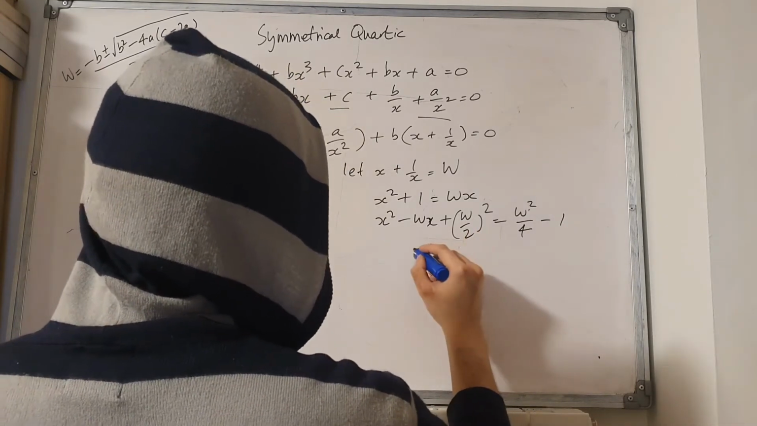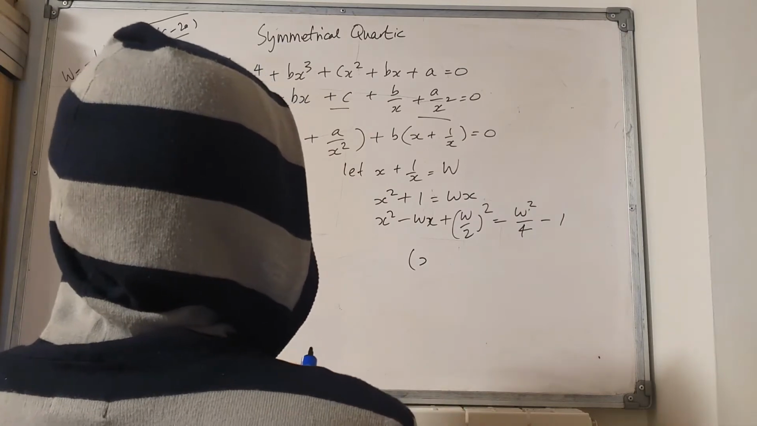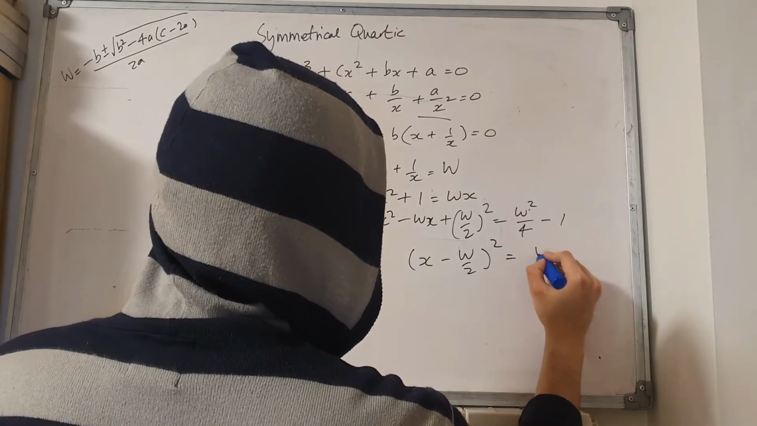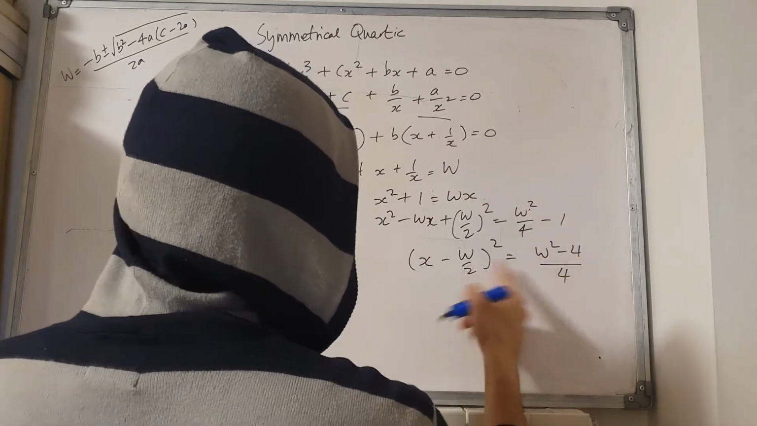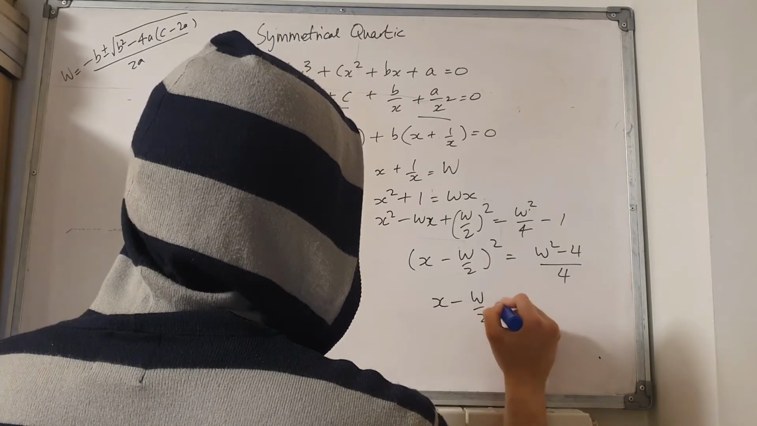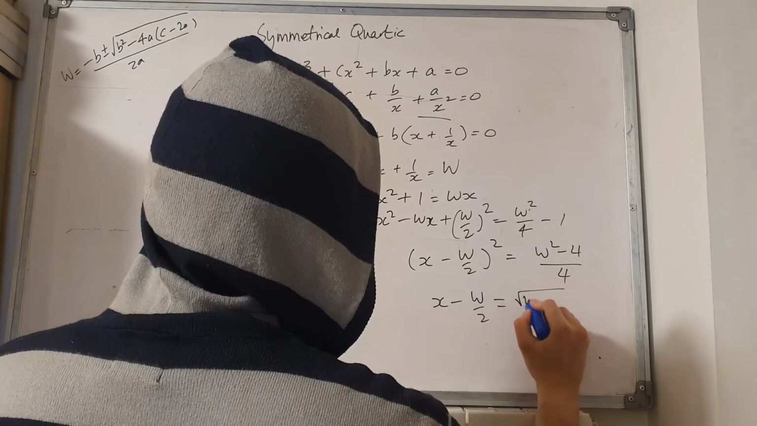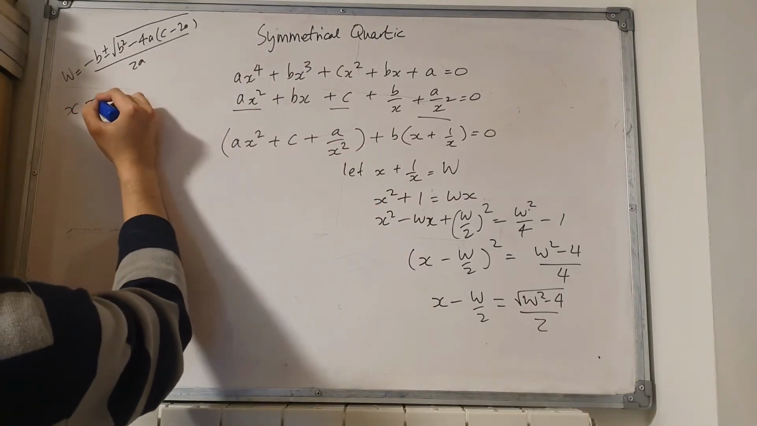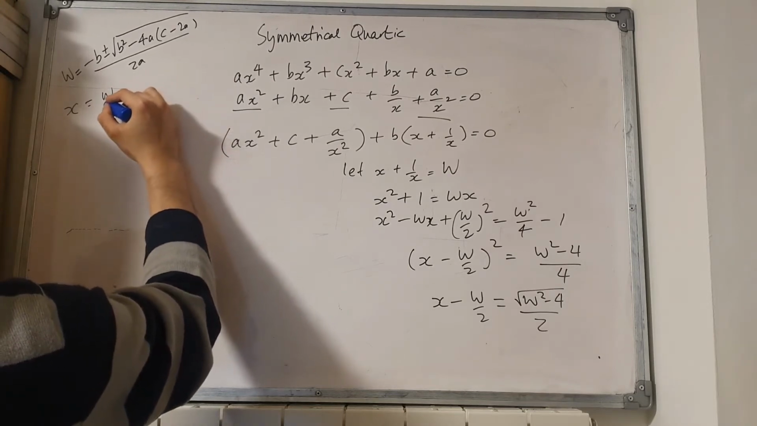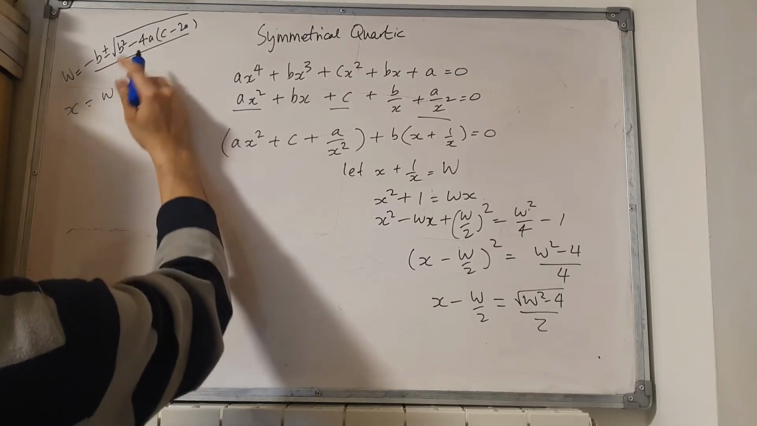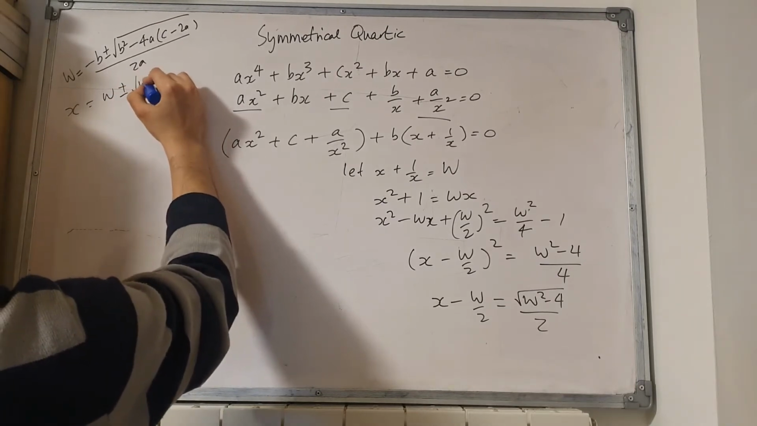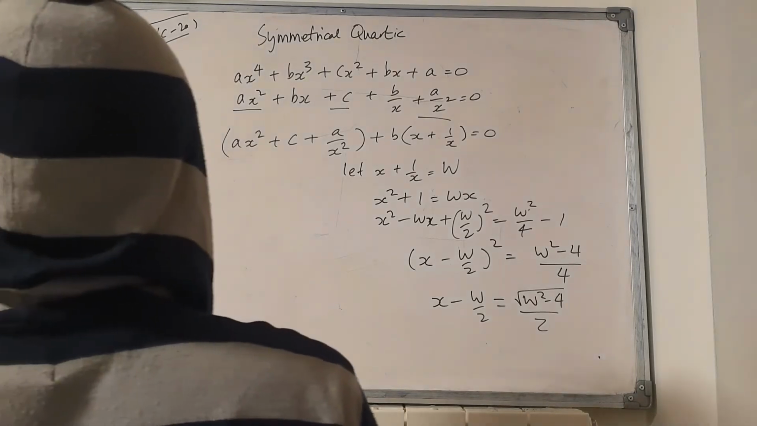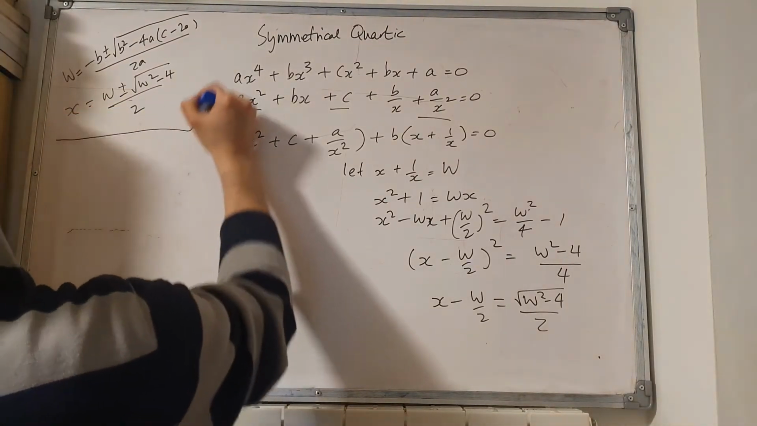And we can square root this. So x minus w over 2 squared is equal to w squared minus 4 over 4. Square root this, so we have x minus w over 2 is equal to the square root of w squared minus 4 over 2. So x is equal to w over 2 plus or minus the square root of w squared minus 4 all over 2. So these are the equations.